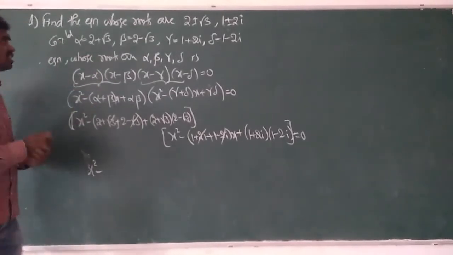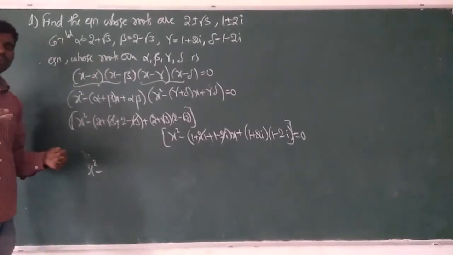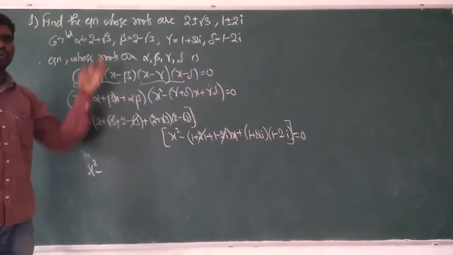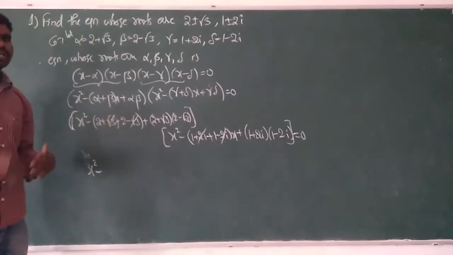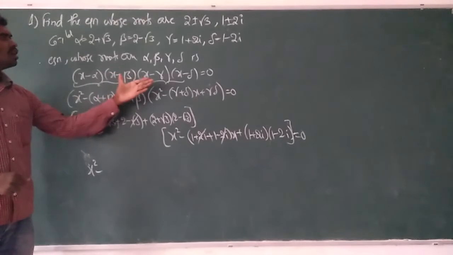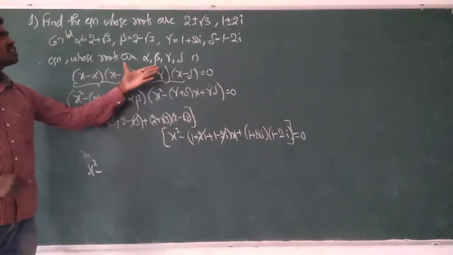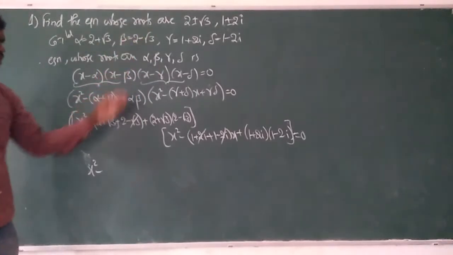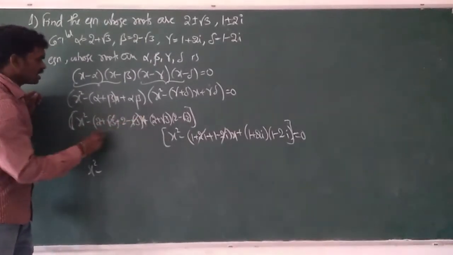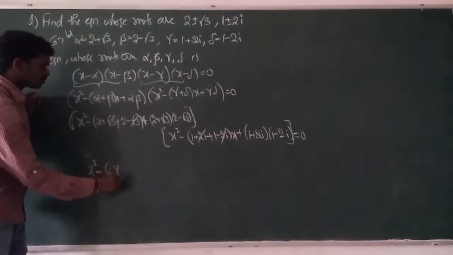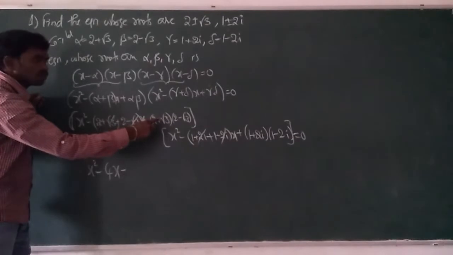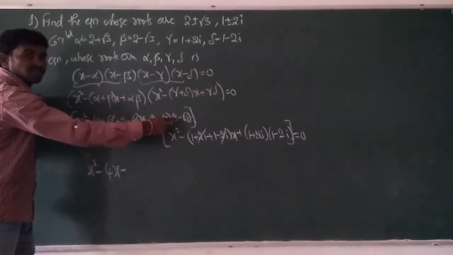Okay, previously we found the quadratic equation when alpha and beta are given. But here is an extension of quadratic expressions in the theory of equations: how to find an equation when 4 roots are given. In this way we are solving. 2 plus 2 how much? 4. Sorry, here I forgot x. So we get minus 4x, and (2 plus root 3)(2 minus root 3) becomes 2 squared minus root 3 squared, in the (a plus b)(a minus b) formation.